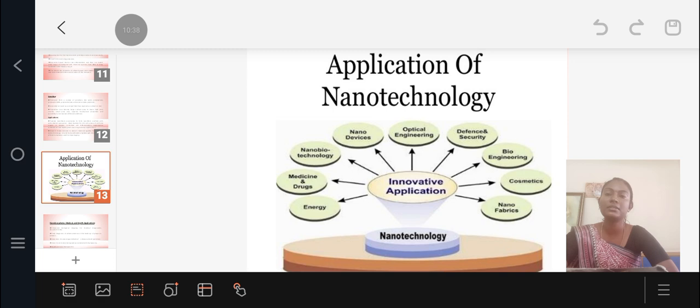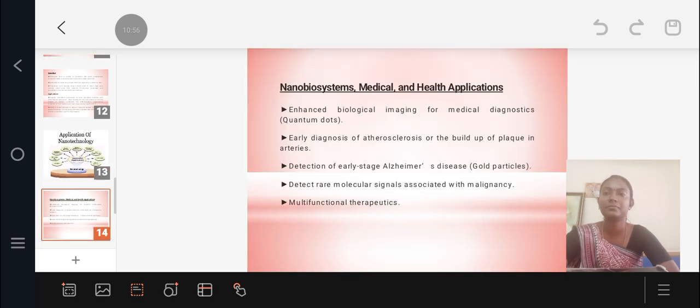Some examples of applications of nanotechnologies are energy, medicine, drugs, nano devices, optical engineering, bioengineering, nano fabrics and so on. Nano biosystems, medical and health applications: enhanced biological imaging for medical diagnostics, early diagnosis of atherosclerosis or buildup of plaque in arteries, multifunctional therapeutics and so on.